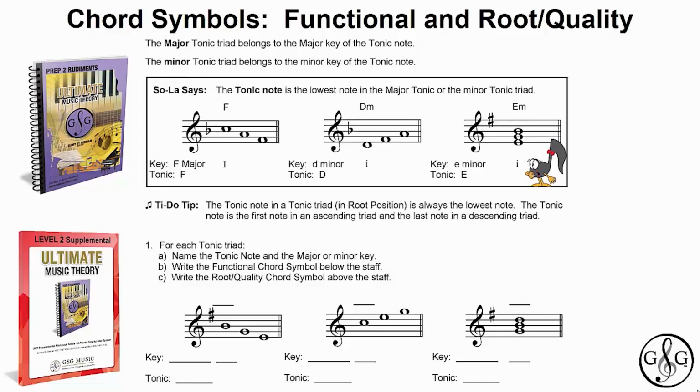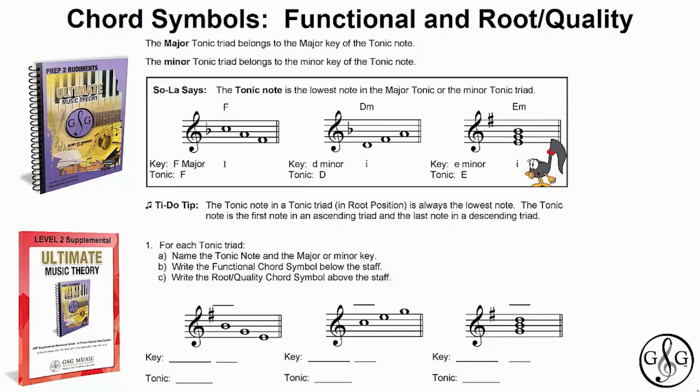Now here's a Ti-Do tip for you. The tonic note in a tonic triad, so that's when it's in root position, is always the lowest note. And the tonic note is the first note in an ascending triad and is the last note in the descending triad. So whoever's the lowest note, that's the tonic.